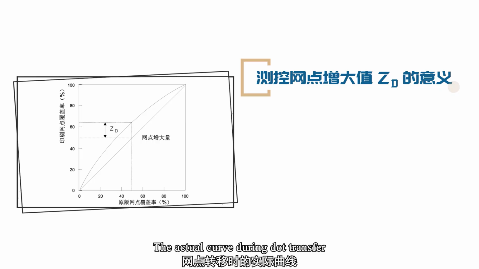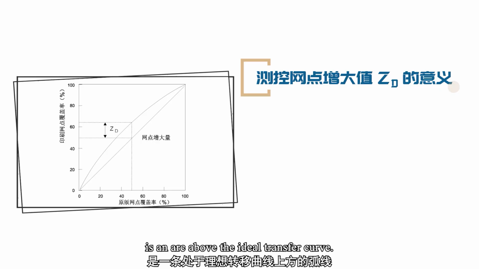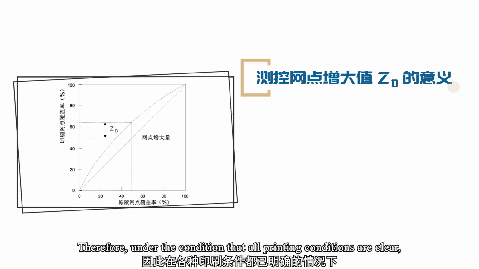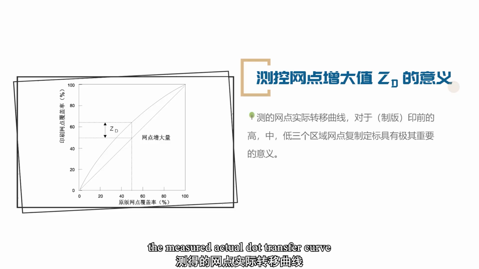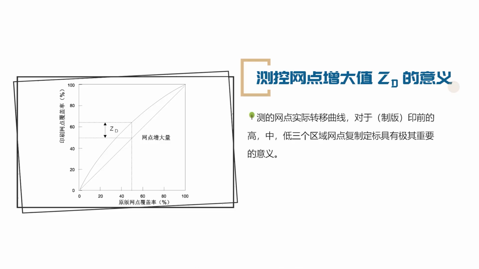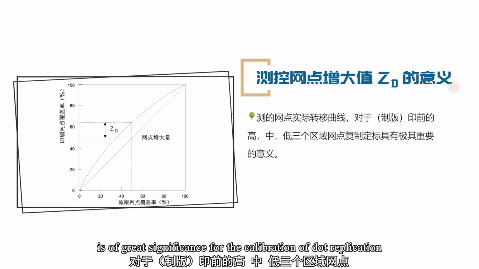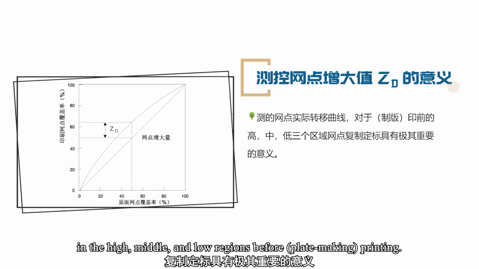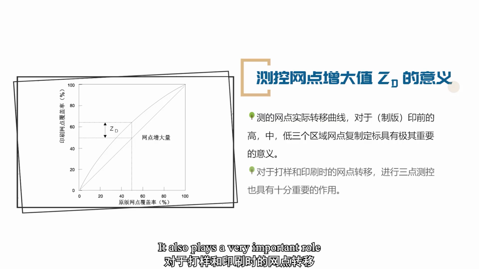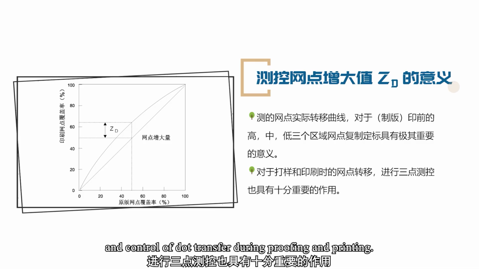The actual curve during dot transfer is an arc above the ideal transfer curve. Therefore, under the condition that all printing conditions are clear, the measured actual dot transfer curve is of great significance for the calibration of dot replication in the high, middle, and low regions before plate-making printing. It also plays a very important role in the three-point measurement and control of dot transfer during proofing and printing.